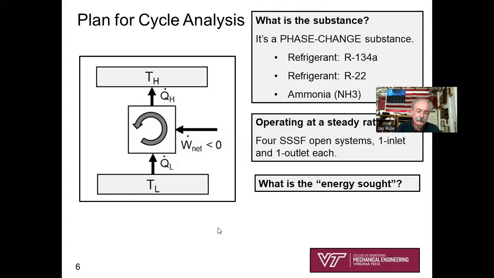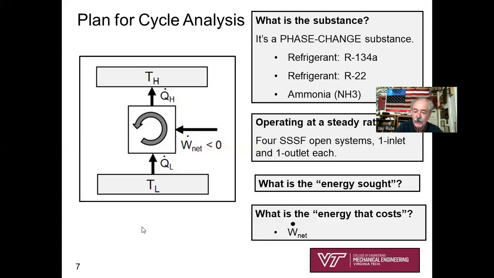So when you're solving these problems, you're going to ask yourself, what is the energy sought? Well, it's either going to be the refrigeration effect, Q_L, or if it's a heat pump, the energy sought is Q_H, one or the other of those. What's the energy that costs? It's always the power required to drive the compressor. That's the energy that costs. So you can get the coefficient of performance, whether you have a refrigerator or a heat pump, right off the top of your head. You don't need a formula sheet for this.